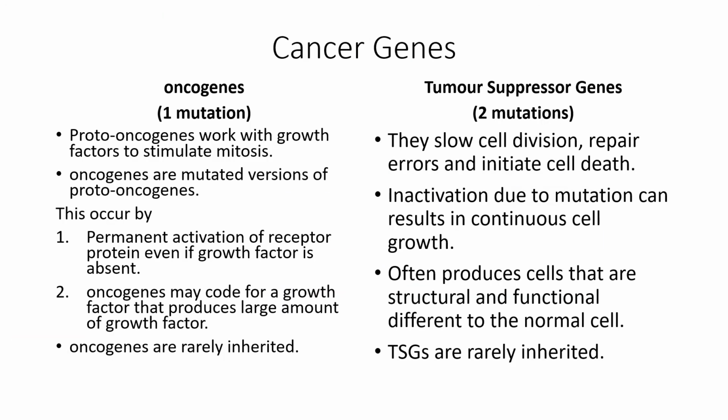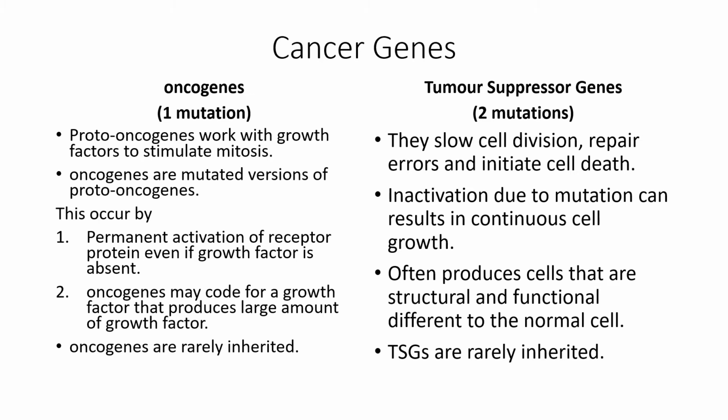There are 2 types of genes associated with the formation of cancer. What we start with is what's called a proto-oncogene. And a proto-oncogene is a very useful little gene because that proto-oncogene is able to stimulate mitosis. So whenever cells are needed to replicate, it's proto-oncogenes that turn on that mitosis.